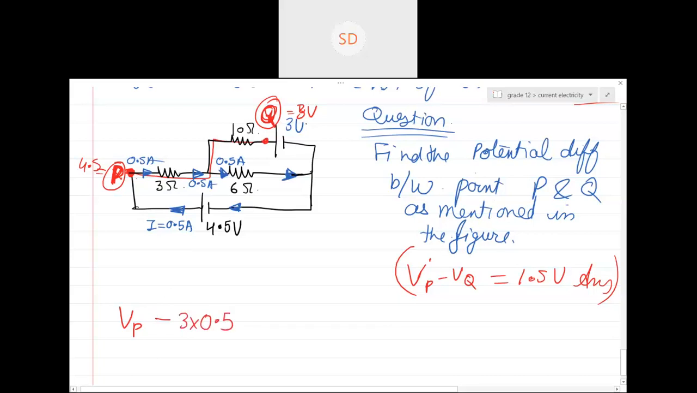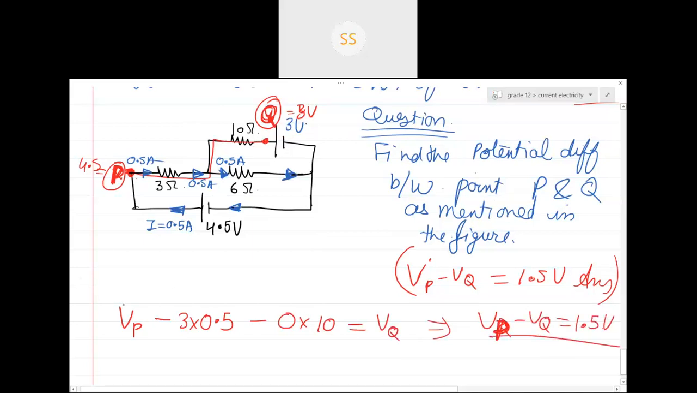So when you moved over here, now there is this 10 ohm resistor, right? What is the current through this 10 ohm resistor? Zero. The current which was flowing in this direction was zero, so 0 multiplied by 10. Did we reach point Q? Yes, so if we reached point Q, then VQ. Can you see, when you solve this equation, VP minus VQ will be 1.5.